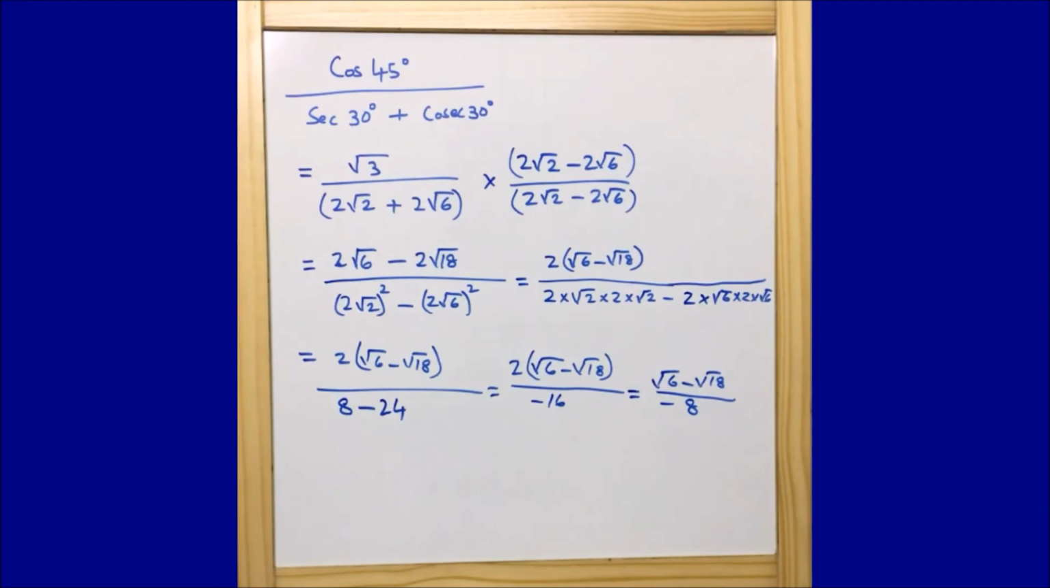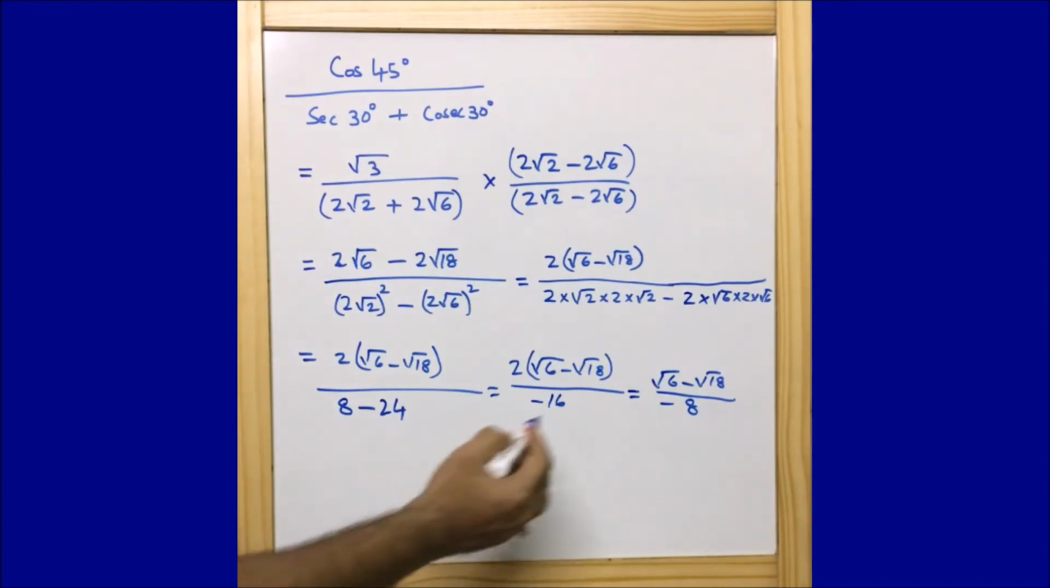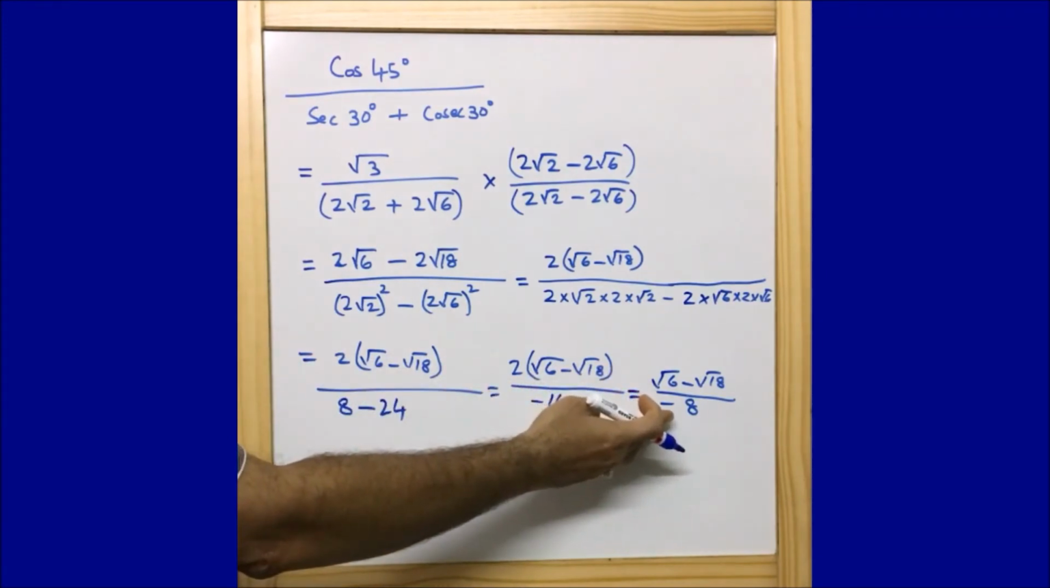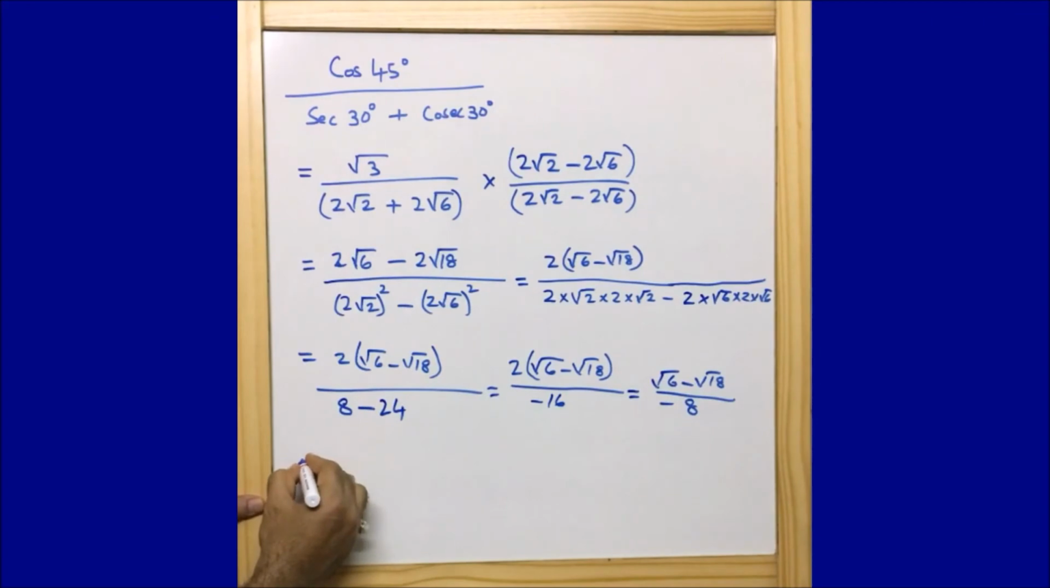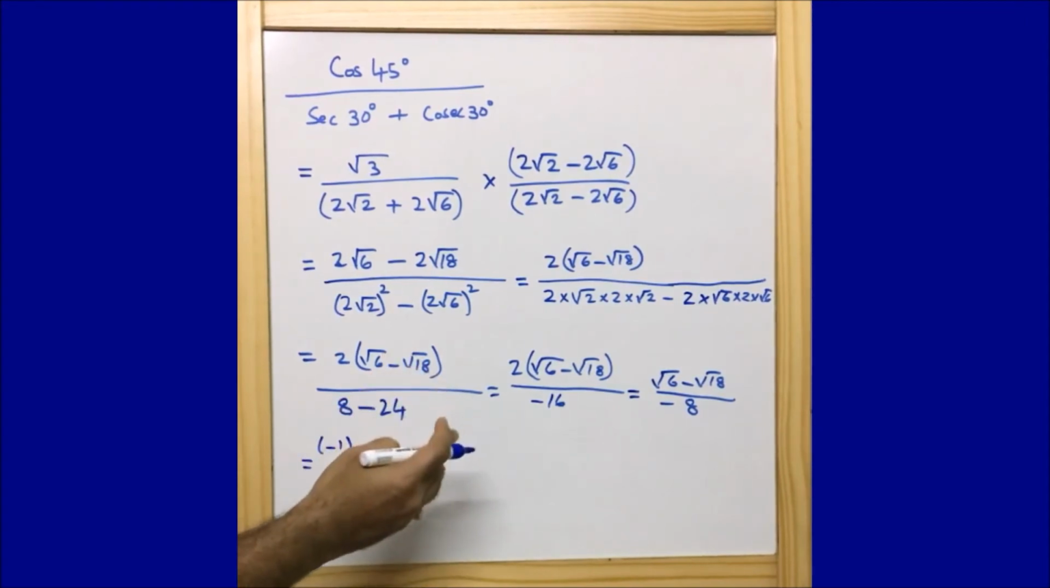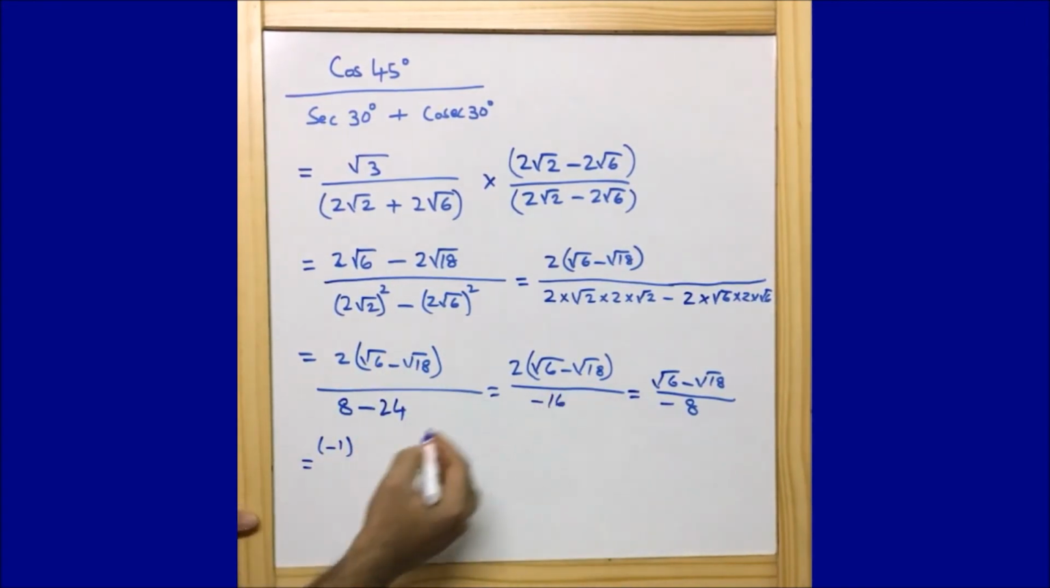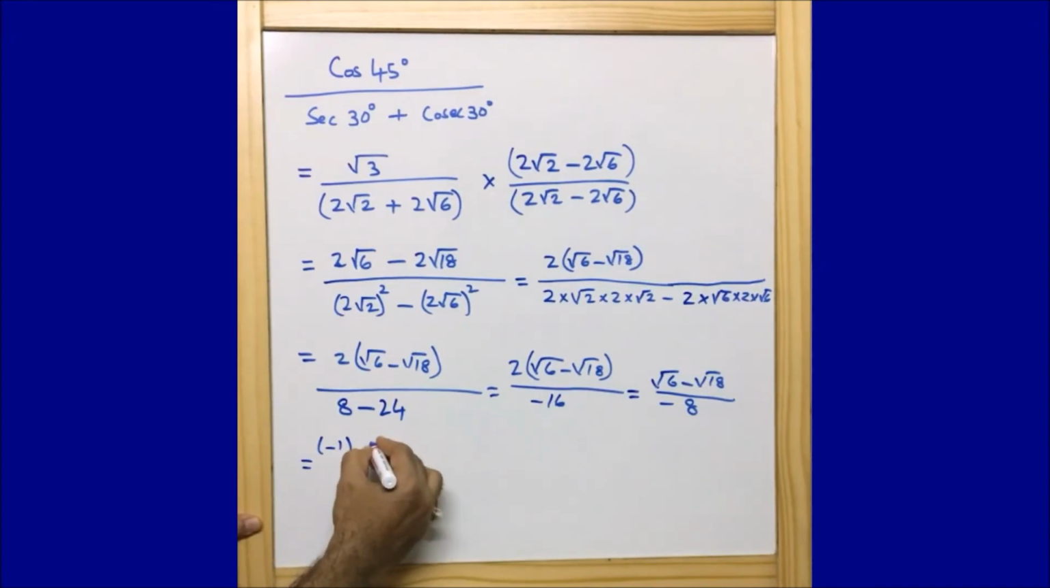Okay, up to here we are very clear: root 6 minus root 18 upon minus 8. Now let us remove this minus. What will happen if we want to remove this minus? Let me multiply by minus 1. I am doing it in a very simple, straightforward way so that people can understand. So I want to remove this minus, so I am multiplying minus 1 in the numerator as well as minus 1 in the denominator.